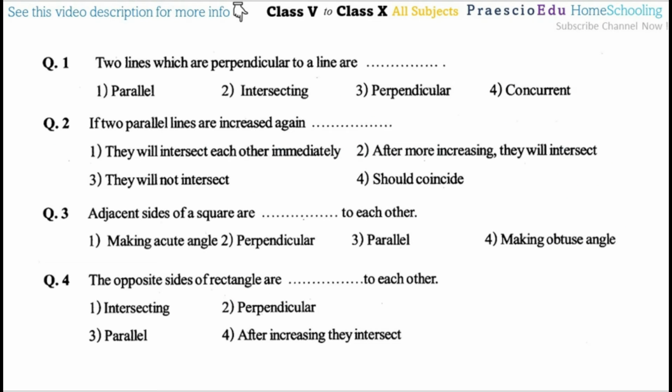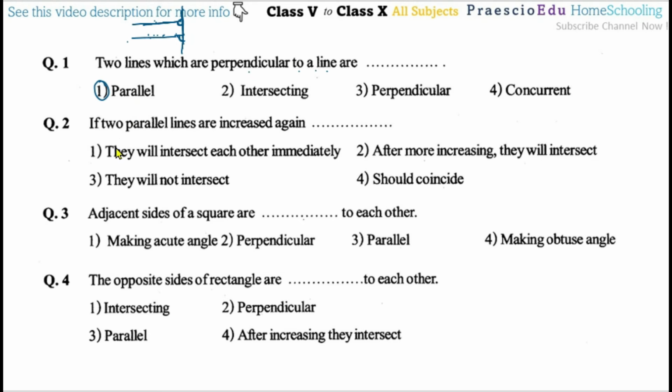Now there are four informative questions. Question number 1: two lines which are perpendicular to a line. Two lines are there, perpendicular to one line. This line is perpendicular to this line, and this other line is also perpendicular, so this is 90 degrees and this is also 90 degrees with the same line. Then we can say these two lines are parallel. So option number 1 is the correct one.